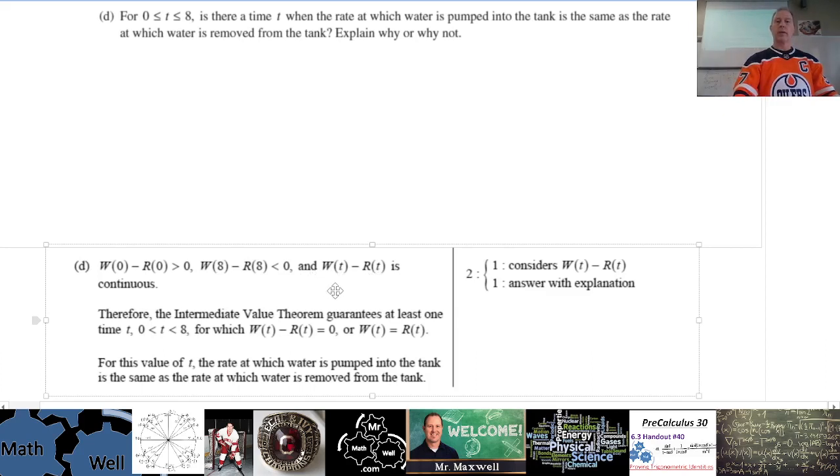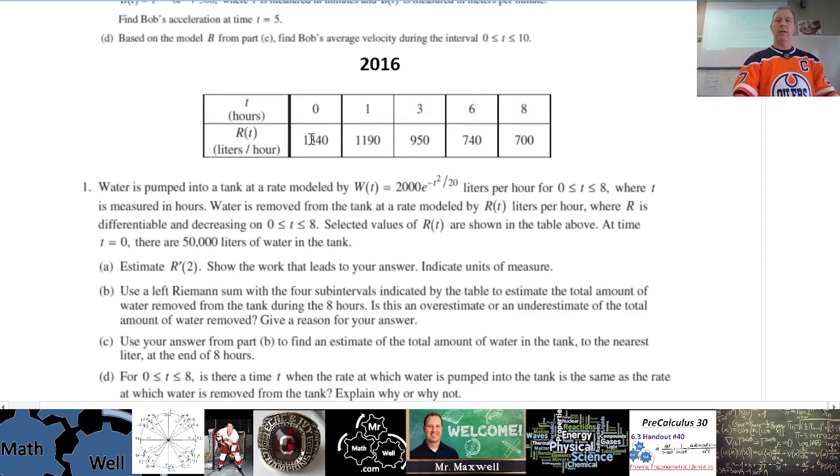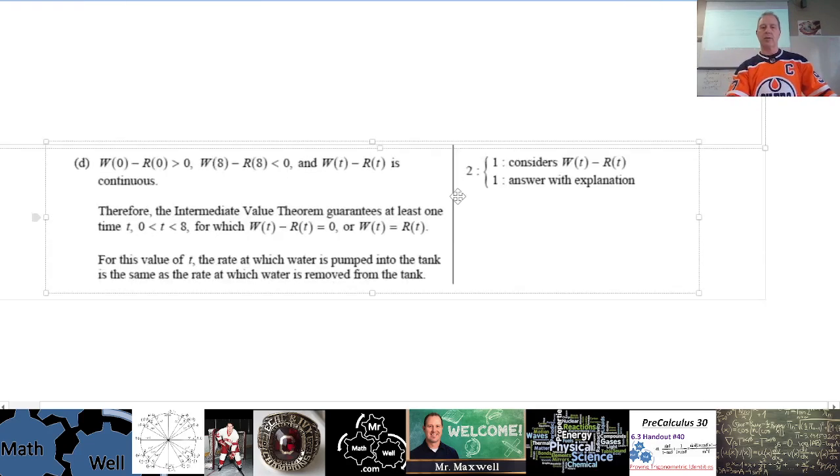No formula for R. We just have a table of values. Yeah. We're given the endpoint. Okay. So this is the rate here. So I guess, sorry, what you want to do then is for this W function, plug in 0 and find out what the rate is. And it's greater going in than 1340. And then at the end, this number 700 is greater than what you would have if you had 8 as t here. So with your calculator, you could find out those two rates.